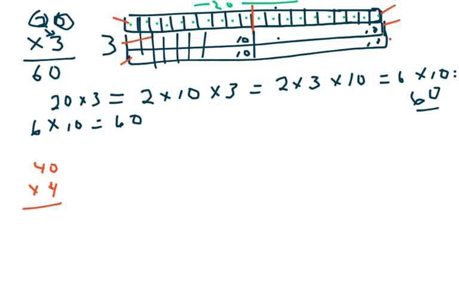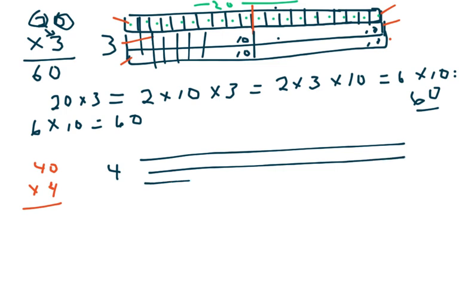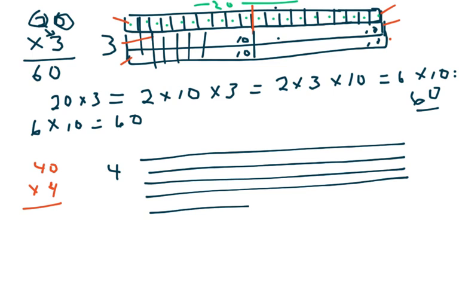40 multiplied by 4. 40 multiplied by 4. So again, we'll need 4. There's 1, 2, 3, 4. Now, instead of putting all the lines in, you know what happens when we get to 10. So we'll say these are 10s. That's a 10, that's a 10, that's a 10, that's a 10. Okay, these are 10s. So there's 1, 2, 3, 4 10s. I got to have 40.